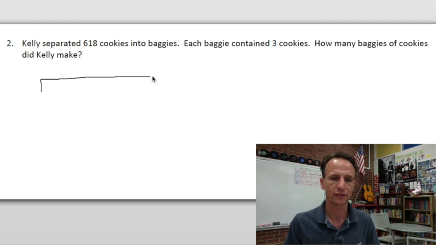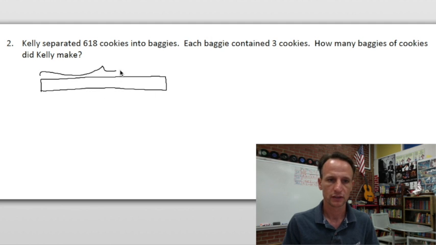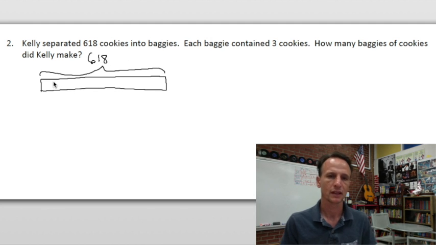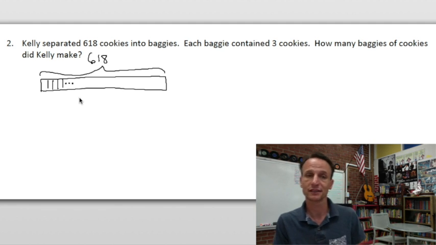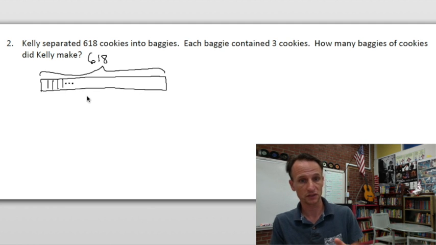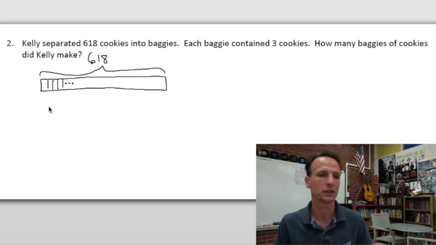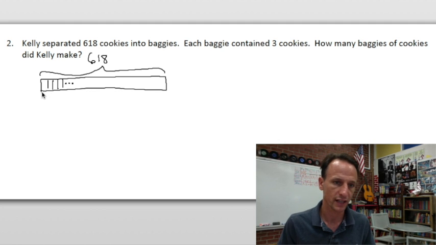So now we know how many cookies we have in all. Right? The whole tape here is 618 cookies, right? And then what we have is, and this is the way they draw it in Eureka Math, we don't know how many baggies we have. So we're going to do this. We're going to draw, hey, we're dividing it up. And I'm doing this little ellipses, dot, dot, dot, to indicate there are more divisions, but I don't know how many, and there's probably too many to draw anyway.